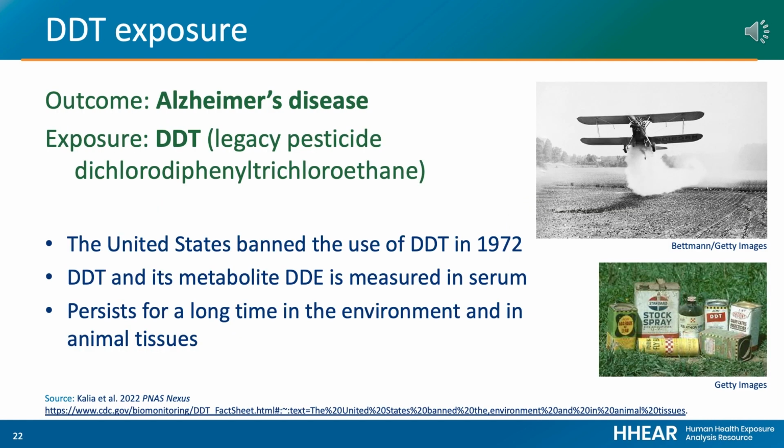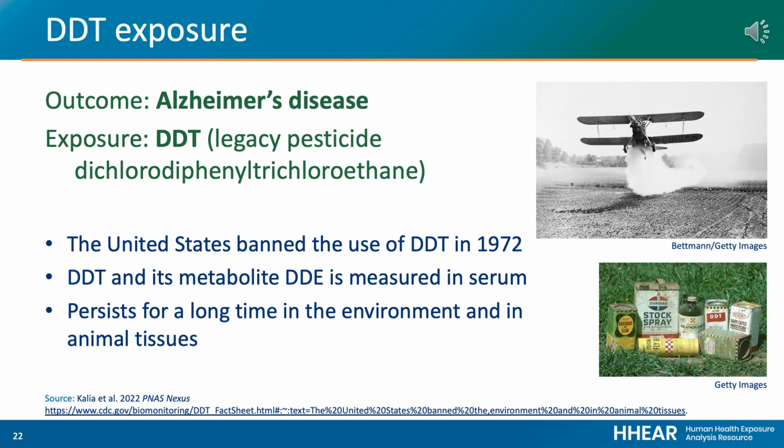Now let's look at an example of how environmental exposure data can enhance studies when Alzheimer's disease is the clinical outcome of interest. Studies have demonstrated that the legacy pesticide DDT is associated with Alzheimer's disease. Exposure to DDT in people likely occurs from eating foods including meat, fish, and dairy products. While the United States banned the use of DDT in 1972, some countries still use DDT to control mosquitoes that are vectors of disease such as malaria.